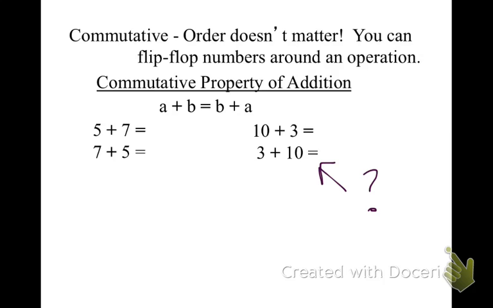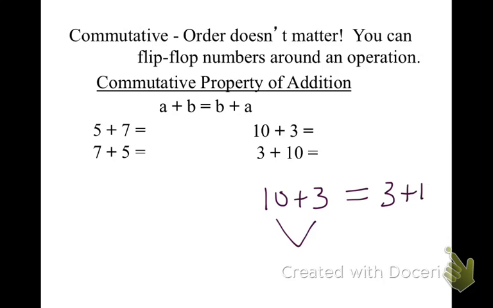Yes or no? Well, turning to your neighbor, I hope you recognize that 10 plus 3, if I were to flip-flop those numbers, I would have gotten 3 plus 10. Now if you're still not sure about it, let's solve it. What's 10 plus 3? 13. Then let's take a look at the opposite of it, which would be 3 plus 10. What's 3 plus 10? Also 13. So this is part of the commutative property of addition. We can flip-flop numbers around.